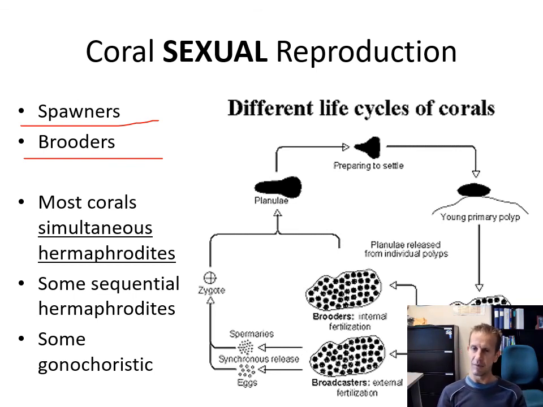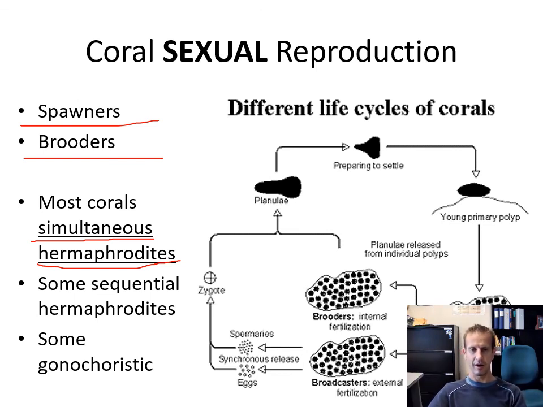They hang on to the eggs inside the mother coral. And interestingly, most corals produce both sperm and eggs, so the same individual will produce both, and because they're able to produce both at the same time, we call them simultaneous hermaphrodites. Some corals are sequential hermaphrodites, like the same individual can produce both eggs and sperm, but it won't make them at the same time. It'll make eggs, and then a while later it'll make sperm, and there might be different periods of time in between when it makes one or the other.